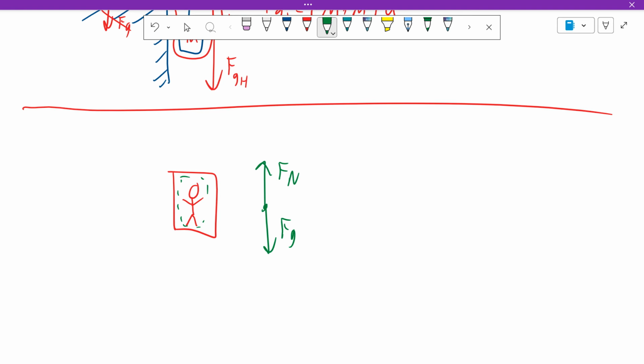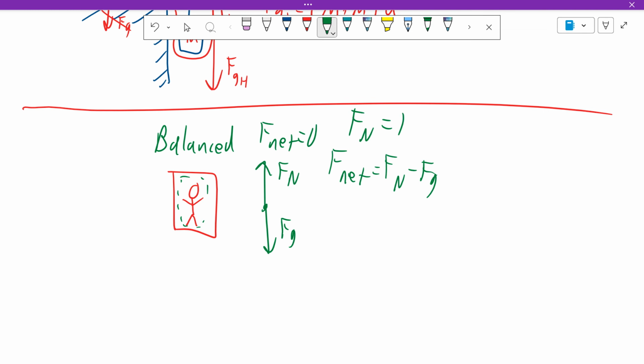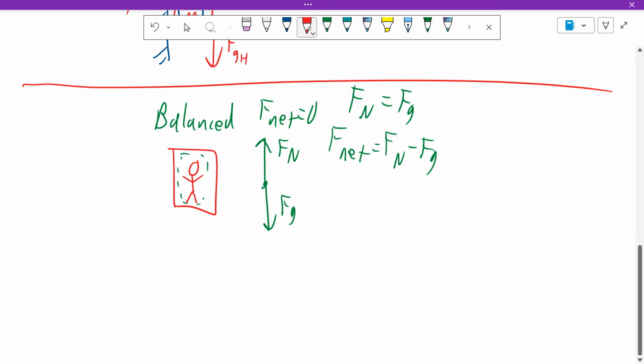Let me set up this whole problem. Fnet is the difference between Fn minus Fg. If you are not moving or at constant velocity, if you're balanced in some way, your Fnet is 0. So that means your Fn is equal to your Fg. That's just how it's going to work if you're balanced. Your elevator can be moving and balanced, so you need to watch carefully. Now, if you have a positive acceleration, that must mean the floor is pushing up more than your weight. So Fn must be greater than Fg.